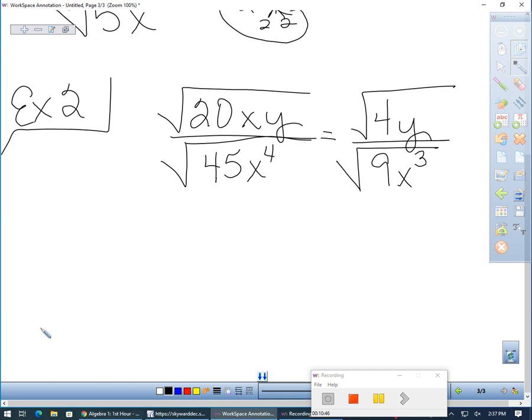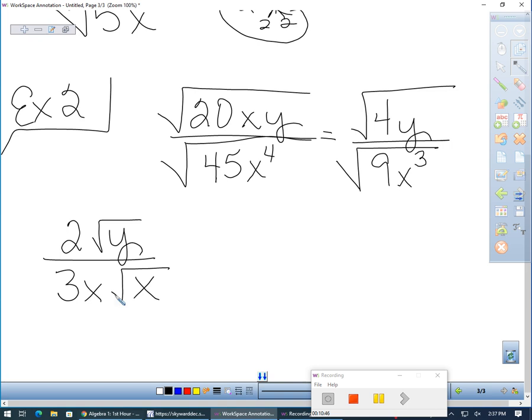How can I simplify that? What can come out of the top? It's a square root, so a group of 2's, right? So on top, I would have 2 square root y. Talk about the bottom. Take out a 3, and what else? And 1x. All right, is everybody good with that step?